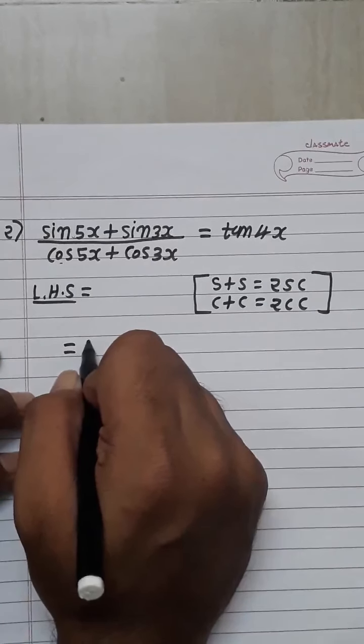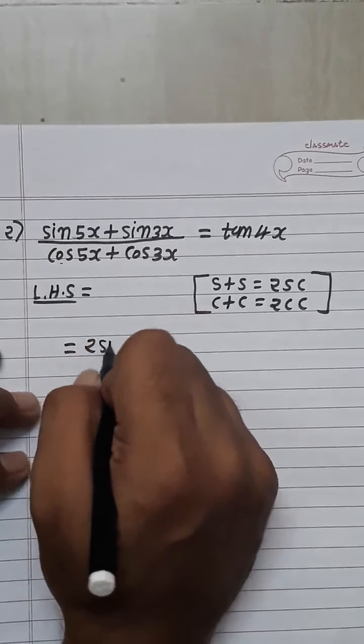So here we can write 2 times sin of (5x plus 3x divided by 2) into cos of (5x minus 3x divided by 2), upon, in the denominator term, c plus c, that means the 2cc formula applies. So 2 times cos of (5x plus 3x divided by 2) into cos of (5x minus 3x divided by 2).